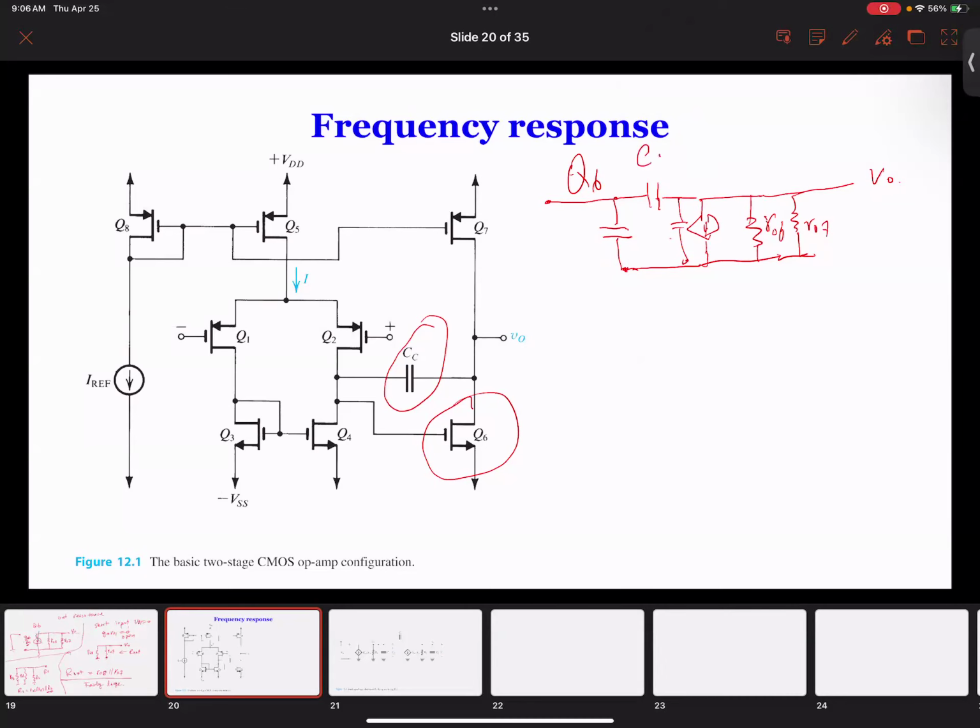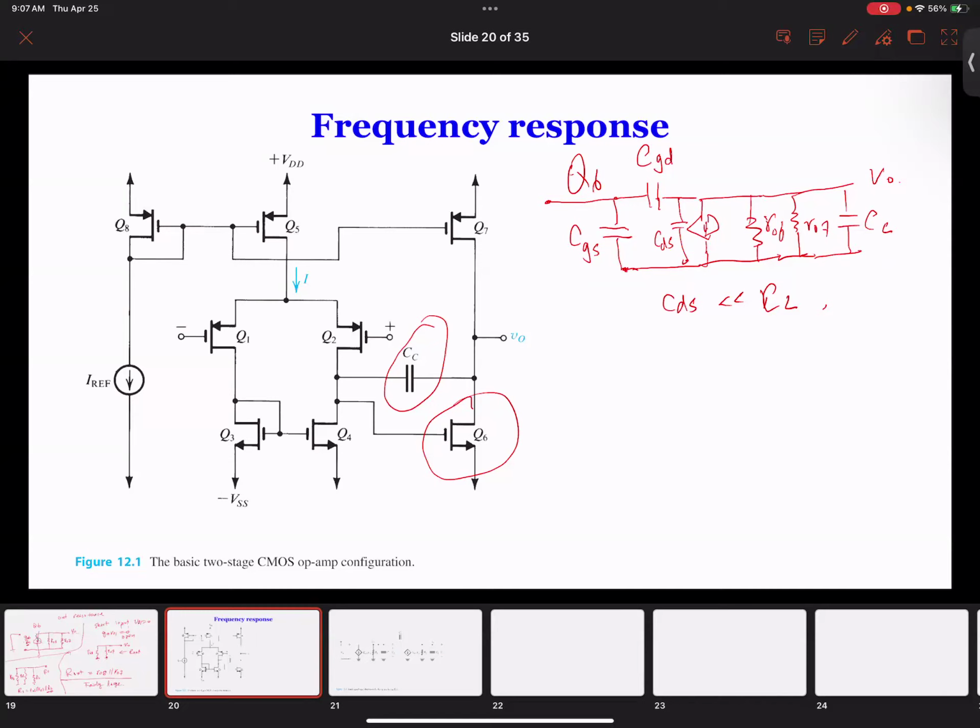This is CGD, and this is CGS, and this is CDS. Now, the CDS typically is neglected because CDS is much less than CL, which is kind of the output capacitance. Therefore, CDS is typically neglected in the analysis. So this is the output stage. I mean, this is the second stage.